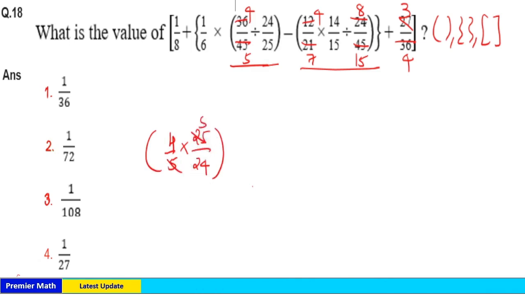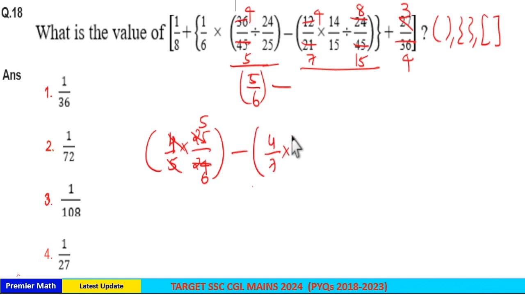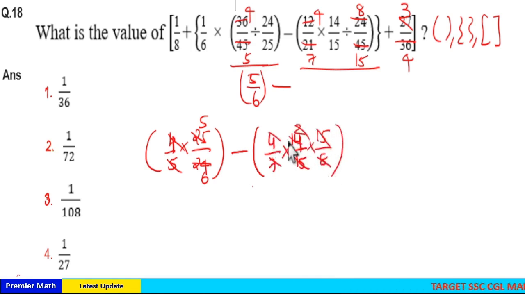Now 5 goes 5 times in 25, 4 goes 6 times in 24. So 5 by 6. The first bracket is 5 by 6. Minus the second bracket, which is 4 by 7 into 14 by 15 divided by 8 by 15. I'll write it as into 15 by 8. So 15, 15 cancel, 7 goes 2 times in 14, 4 into 2, 8 cancel. So the second bracket will become 1. Now solve the second set of brackets.